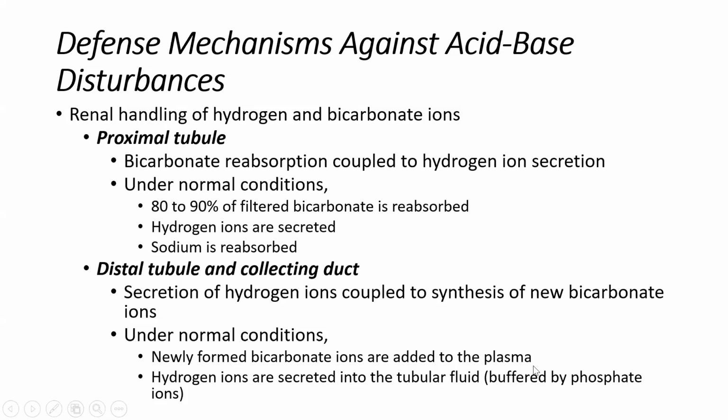In the distal tubule, it's a little bit different. The newly formed bicarbonate can be reabsorbed into the plasma, and there's a different buffer that's used in the distal tubule. So in the proximal tubule, carbonic acid is created, and that is dissociated into CO2 and water. And in the distal part of the tubule, the buffer is different. The buffer is phosphate ions, and that is what creates the phosphoric acid that we were speaking about earlier.